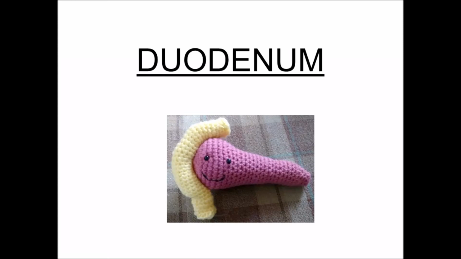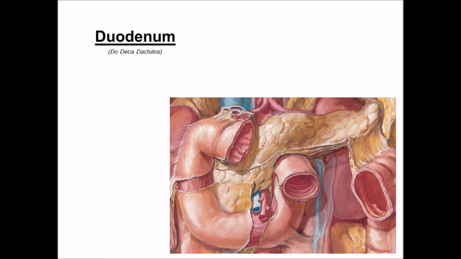Hello students, the topic for today's discussion is duodenum. The term duodenum is derived from dodecadactylos, which means the total length of duodenum from pyloric orifice to duodenojejunal flexure is equal to the breadth of 12 fingers.